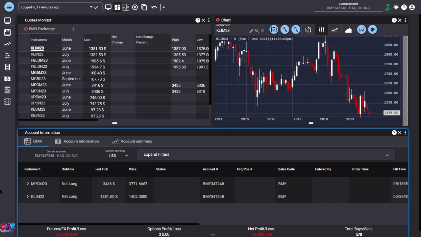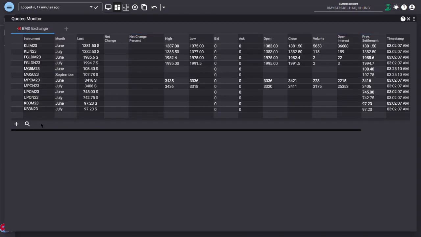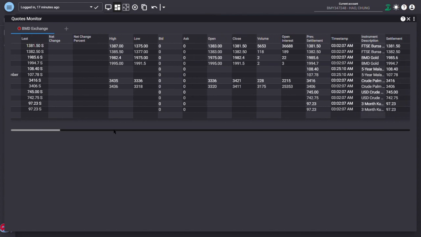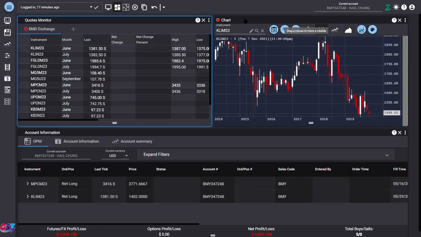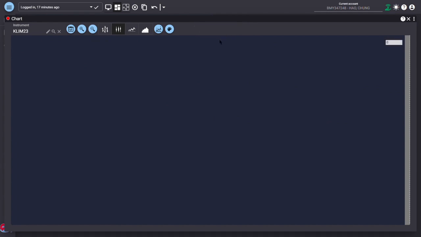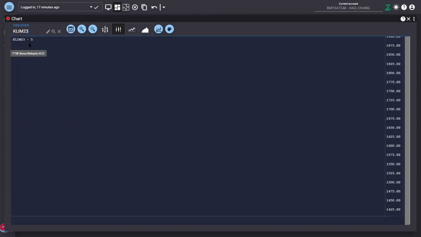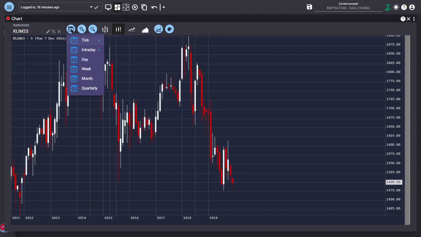So, before we jump into our trading strategies, let's take a look at the interface that we use to trade our future contracts with. There are three monitors shown in this interface. The first one is the quotes monitor, which shows the details of the instruments that are available in the market, whereas the chart shows the price fluctuations of our instruments, which can be selected on the top left. We could manipulate this chart by selecting intraday, day, week, month or quarterly based on our preference.